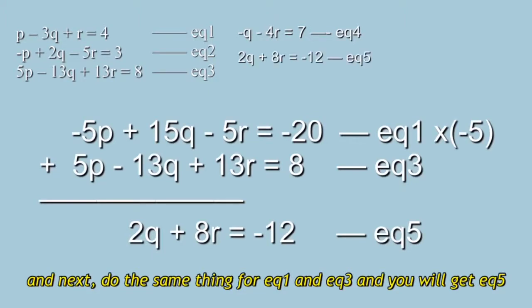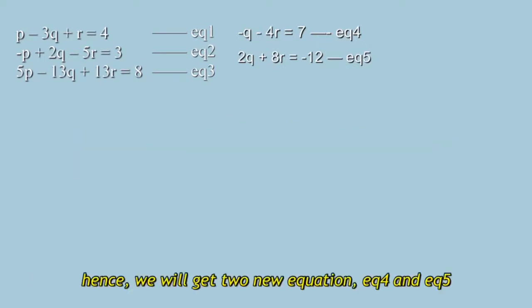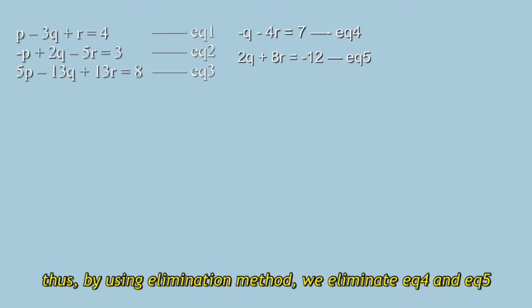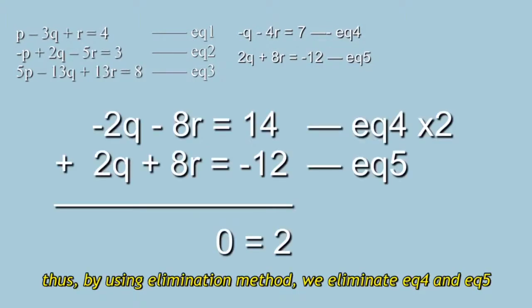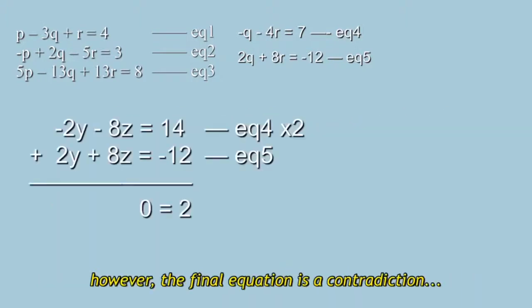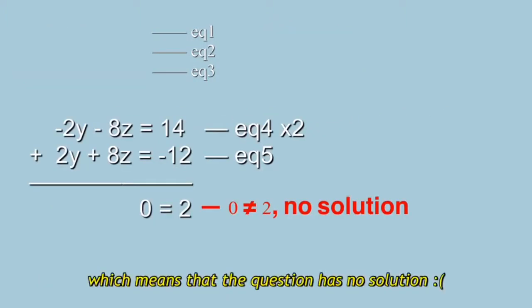Do pause if you need to. Hence, we will get two new equations, 4 and 5. Thus, by using the elimination method, we eliminate both equations, and then the final equation will be a contradiction, which means that the question has no solution.